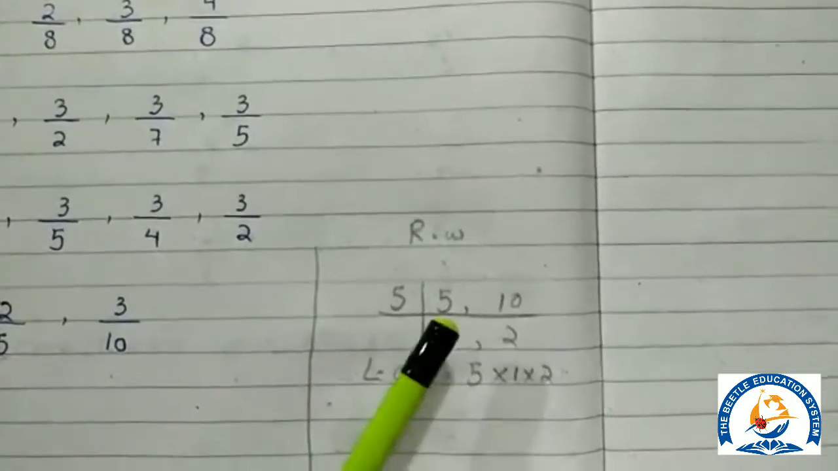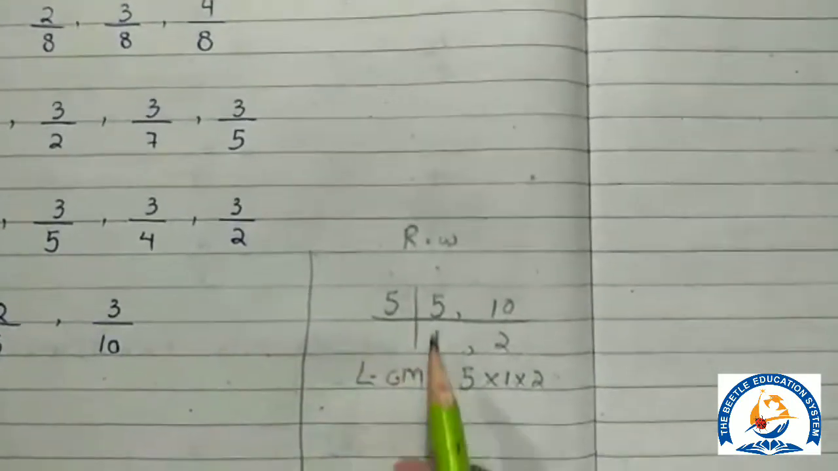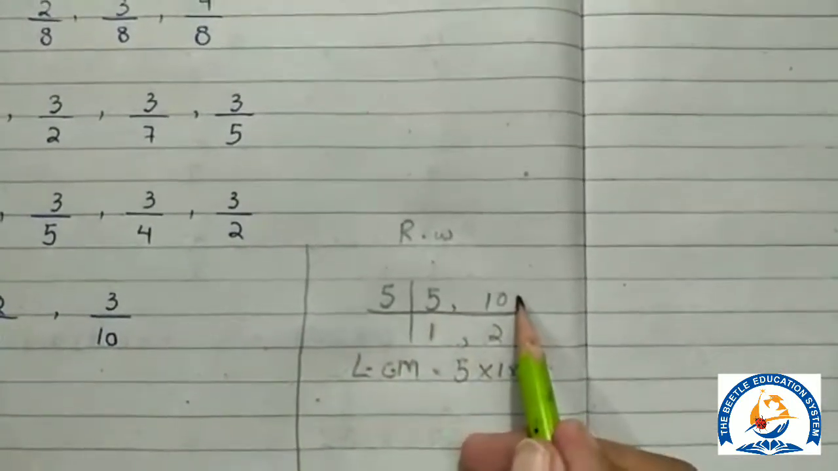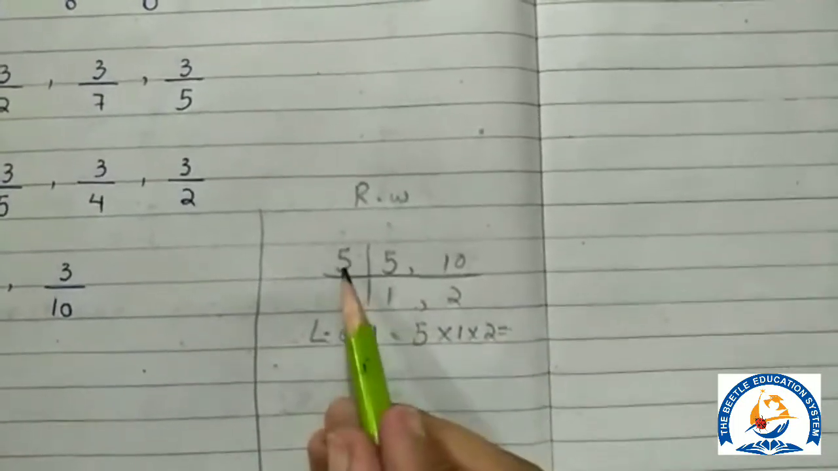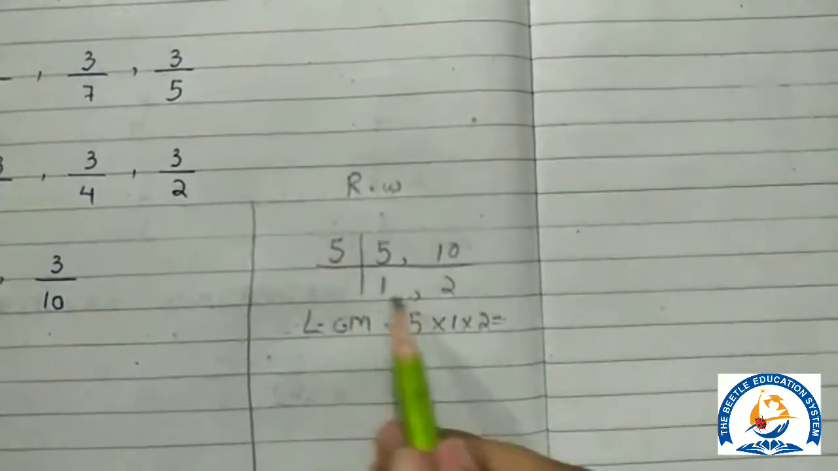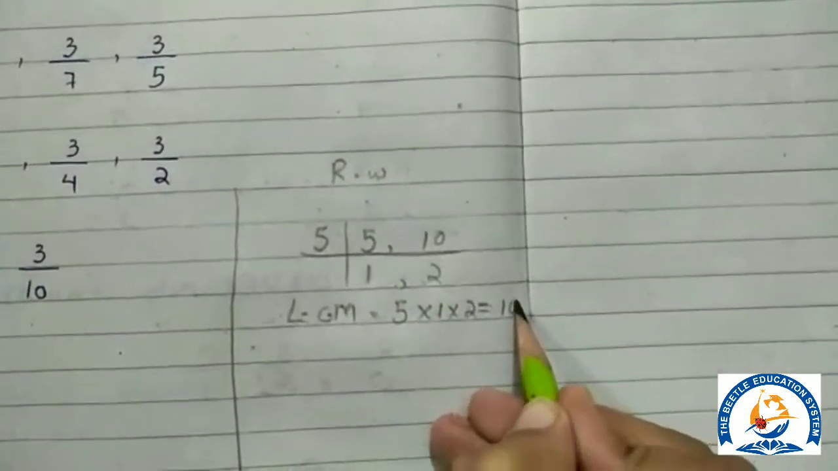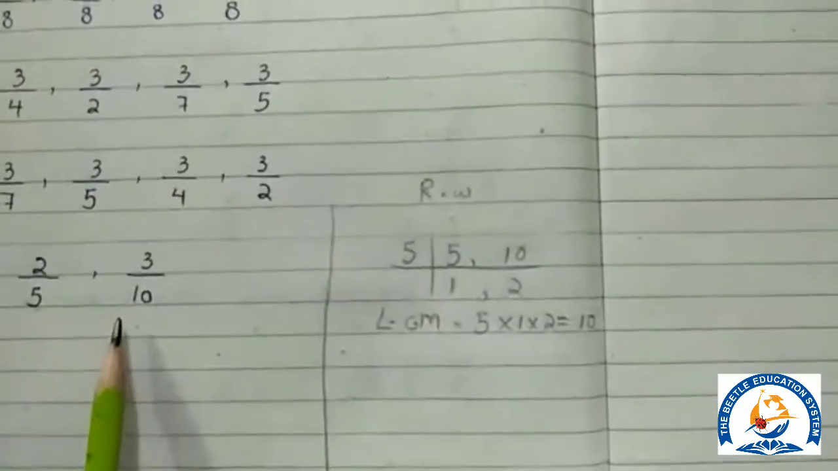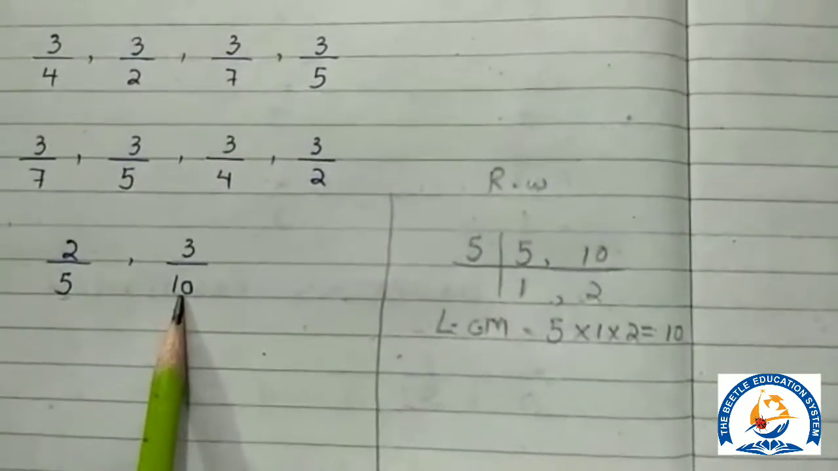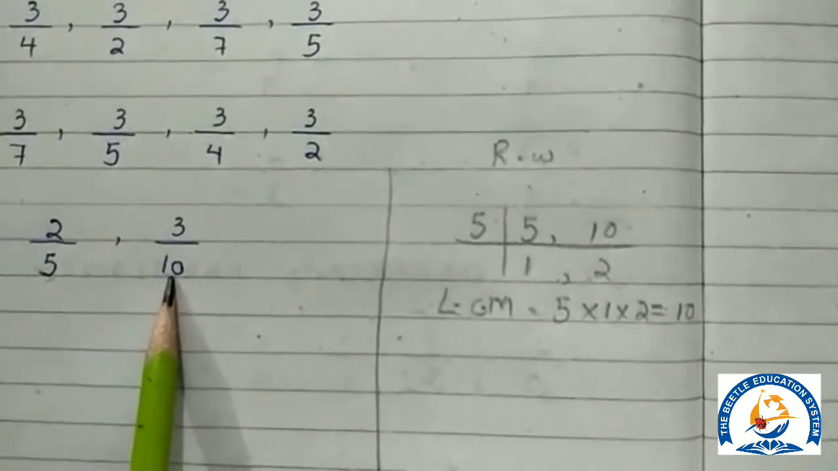Here we take the LCM of 5 and 10. We apply the table of 5, 5 1 times is 5 and 5 2 times is 10. So the LCM is 5, 1, 2. We will multiply all these factors. So we will get 10. LCM is 10. Here in the second fraction, the denominator is already 10. So we don't have to convert this fraction.